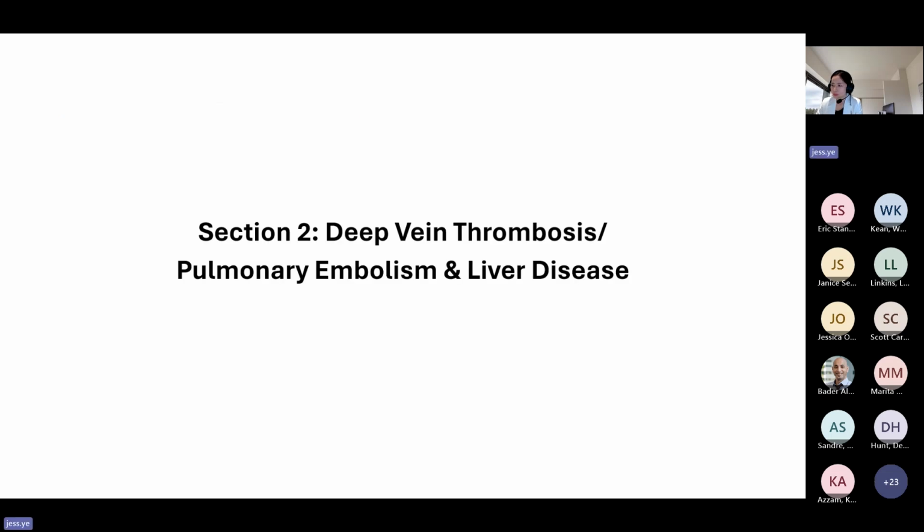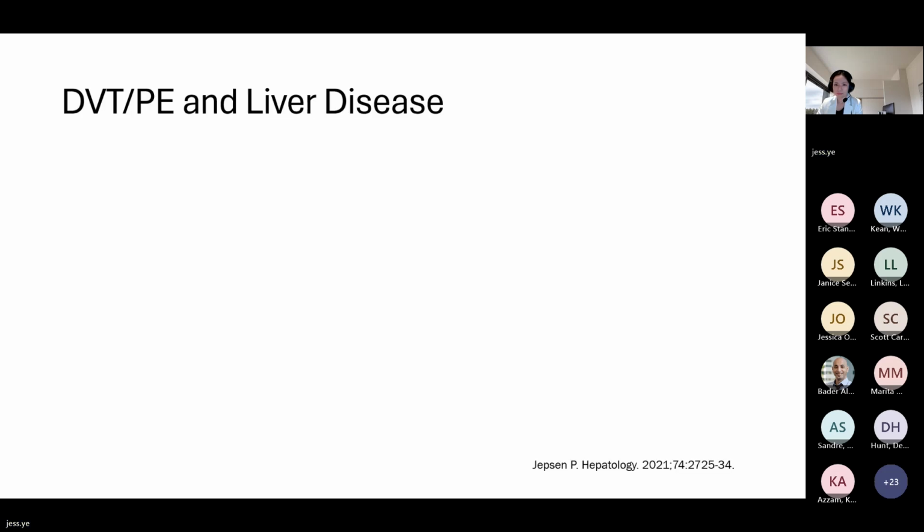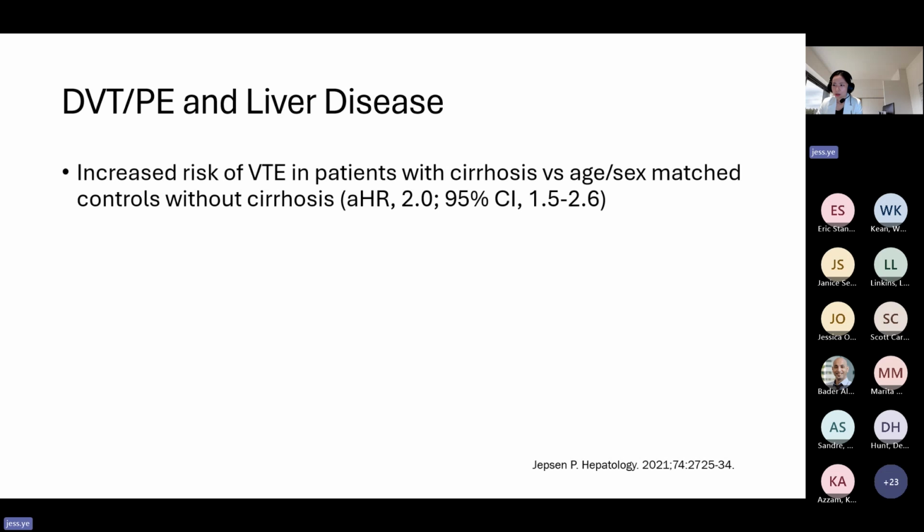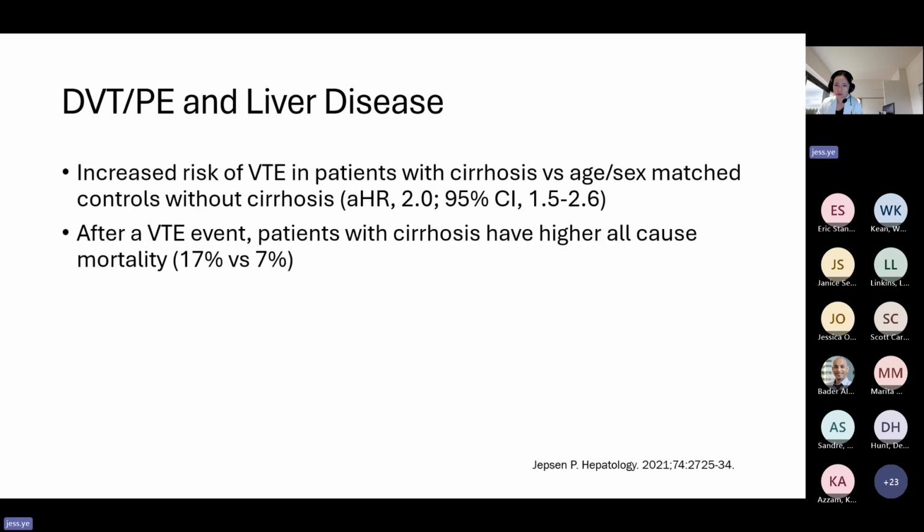Now I'll move on to the second section of this presentation, which is on anticoagulation for DVT and PE in patients with liver disease. Patients with cirrhosis are about twice as likely to have a VT event when compared to those without liver disease. After a VT event, patients with cirrhosis have a higher risk of dying.